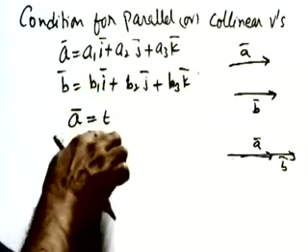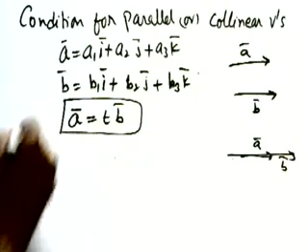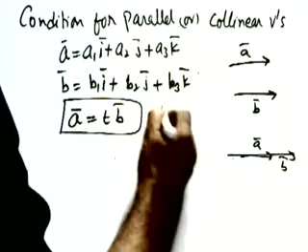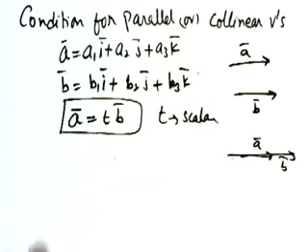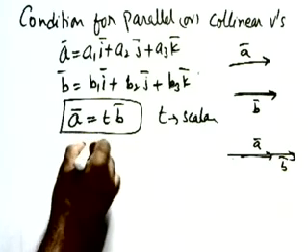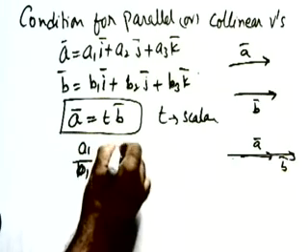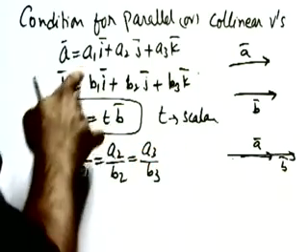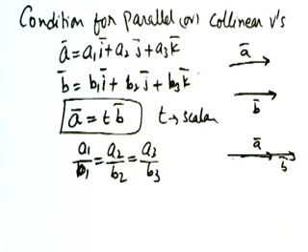One condition is vector A equals some scalar number t into vector B. So this is the condition for parallel or collinear vectors: A equals tB, where t is any scalar. Or we can use this formula also, A1 by B1 equals A2 by B2 equals A3 by B3, where vector A is this one, vector B is this one. So for collinear or parallel vectors, we can use these two conditions: vector A equals t into vector B, t is any constant, or A1 by B1 equals A2 by B2 equals A3 by B3.